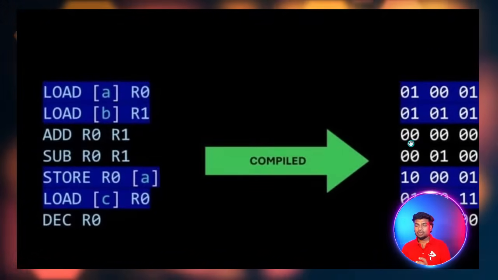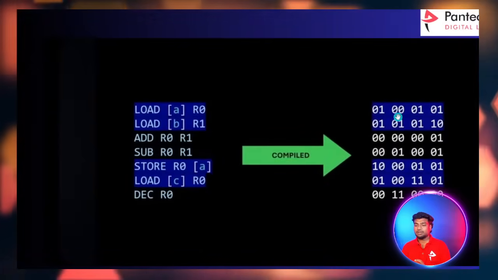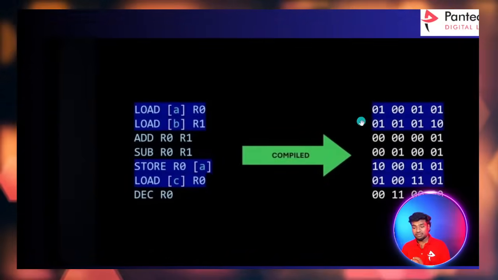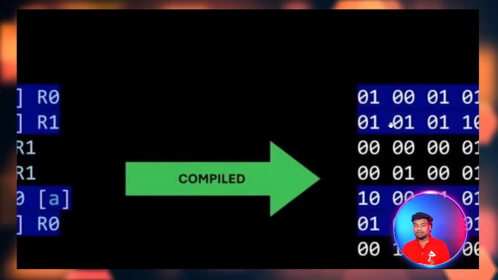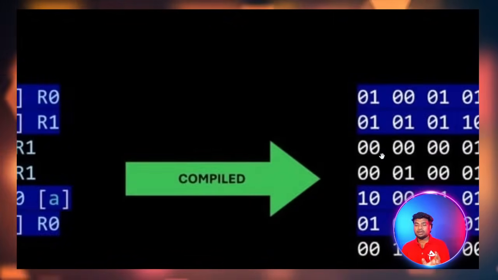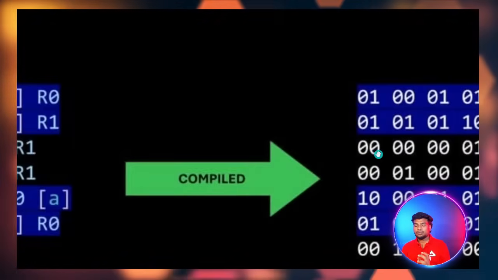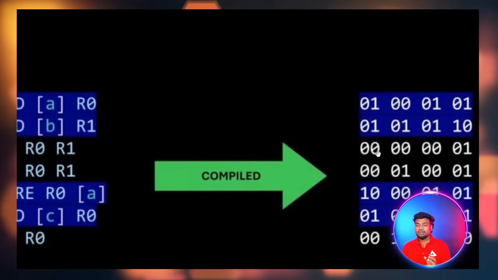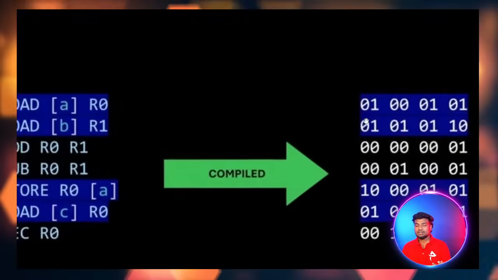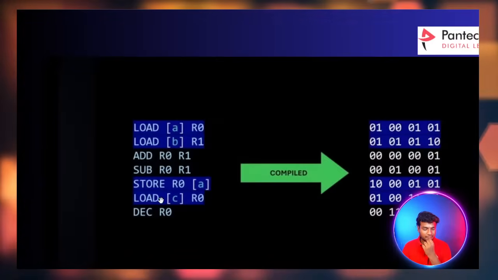If you have 32 bits, this is 8 bits, this is 8 bits, this is 8 bits, this is 8 bits. Totally 32 bits, and the last 8 bits of the 32 are for the instruction type. If it is 0 0, it will do the arithmetic operation. If it is 0 1, it will do the load operation. If it is 1 0, it will do the store operation. Okay.